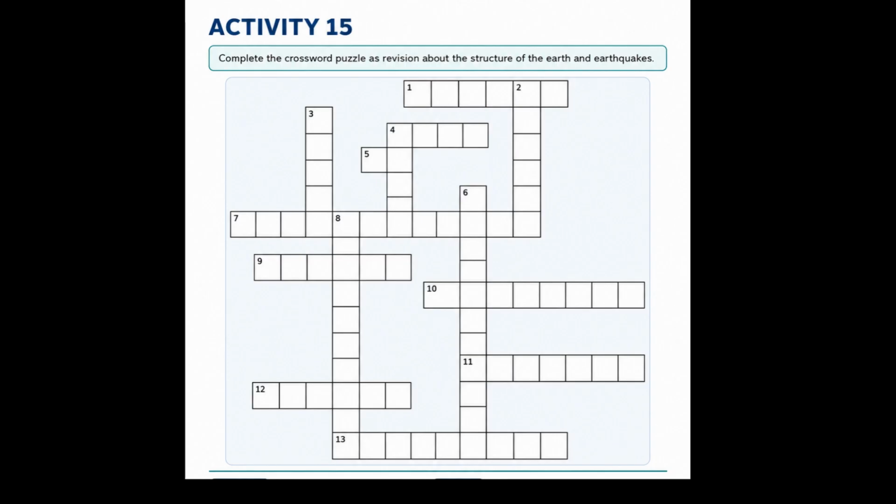Down 2. Mantle. Widest part of the Earth. It lies between the crust and the core, and it contains hot rock that moves slowly over time. The answer is mantle.